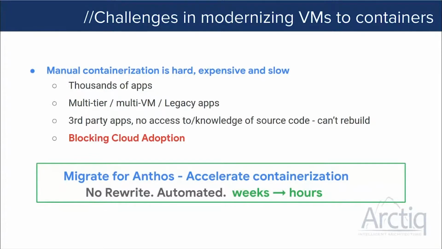Now, the good news here is you don't actually have to rewrite all of them. And even though your application is not using a microservices architecture, you can still convert them to using containers and get a lot of the same benefits. So this is where Migrate for Anthos comes in. Migrate for Anthos helps you extract your legacy workloads from your virtual machines and automatically containerize them and run them on GKE. The tool is fast, it's easy to use, and it does not require rewriting your app. So next slide.